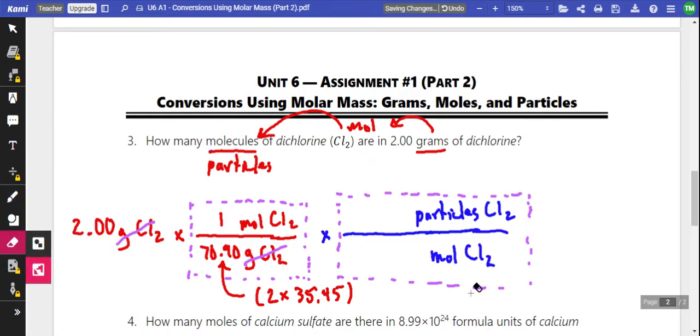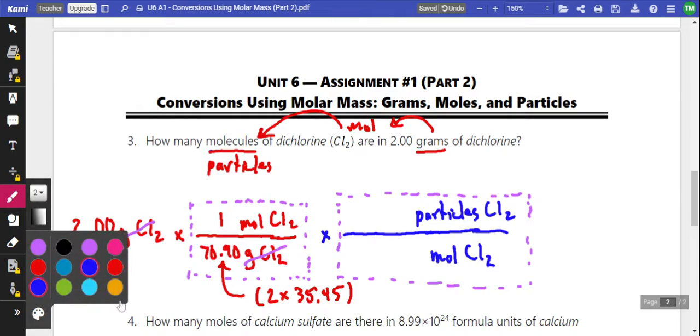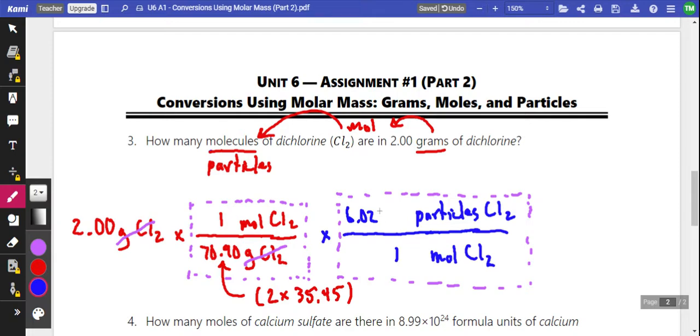Okay, so I need a relationship between particles and moles, and hey, that's what that big nasty number, that 6.02 times 10 to the 23rd, is for. In 1 mole of whatever, so it could be single atoms of chlorine or it could be dichlorine molecules, I have 6.02 times 10 to the 23rd particles of that stuff. Now my units should be able to cancel from moles and go to particles instead. So I should be able to convert from grams to moles and then moles to particles. I can stop at particles because that's the unit that I want.